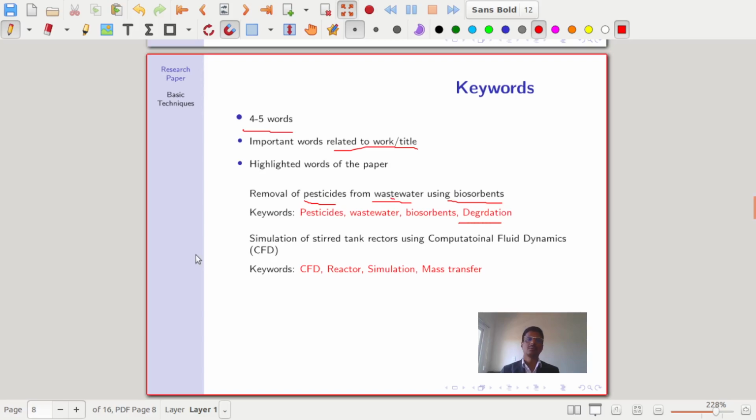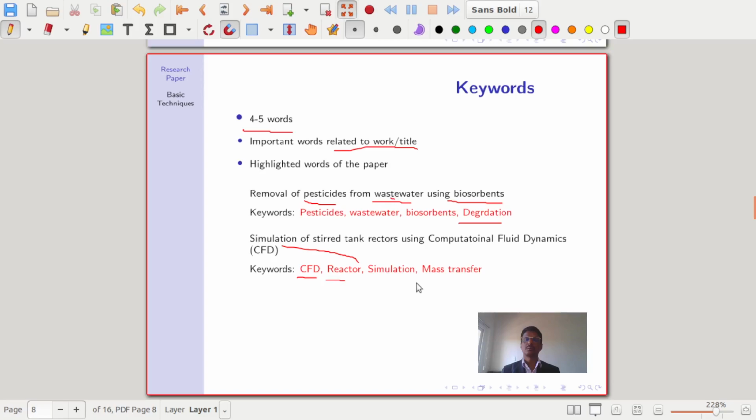Simulation of stirred tank reactor using CFD. So computational fluid dynamics is a keyword. It's a stirred tank reactor, so reactor is a keyword. This is the simulation work. The work is based on mass transfer operations, so mass transfer is a keyword. If it is based on heat transfer, you can include heat transfer as a keyword.